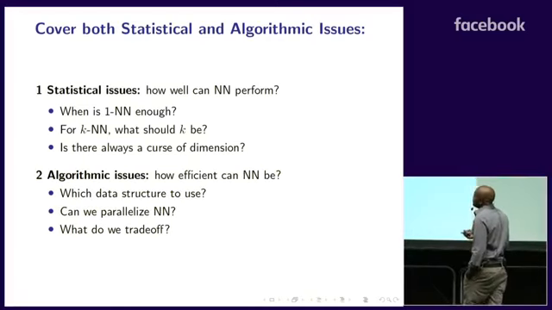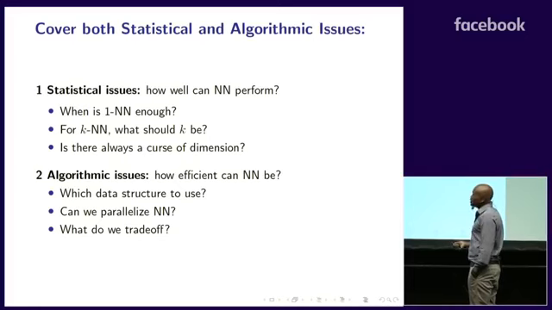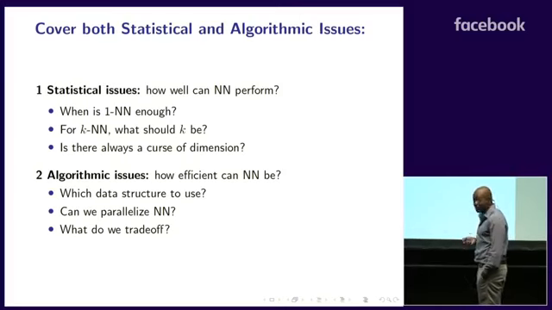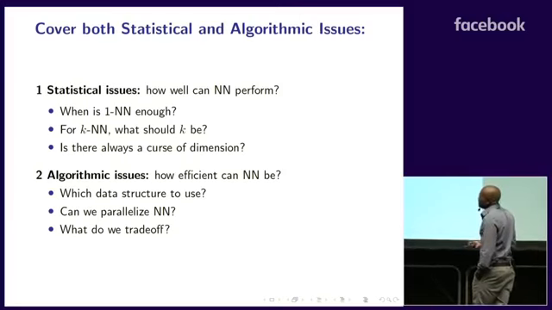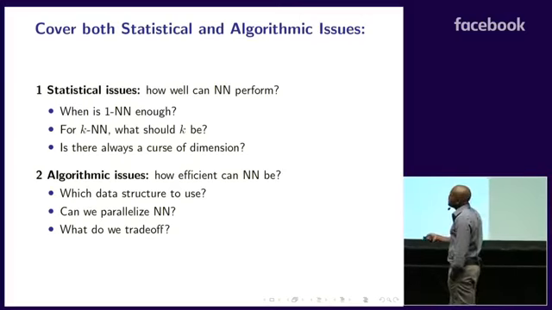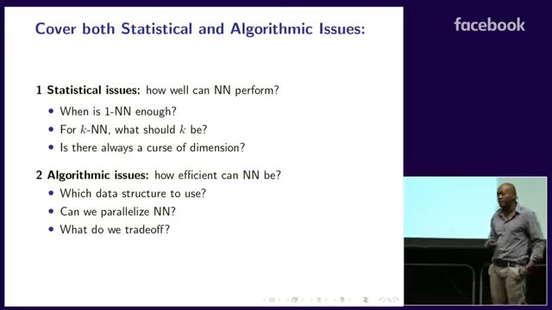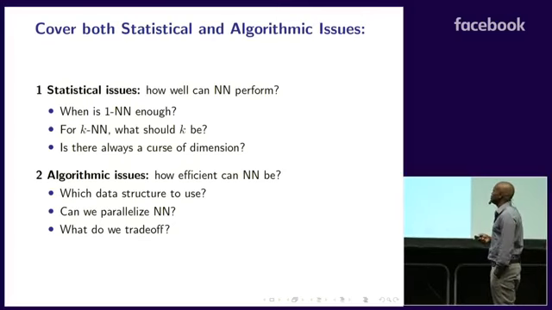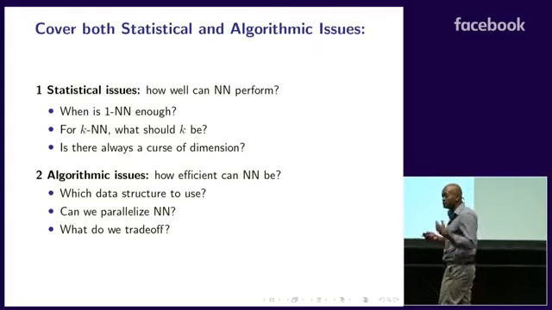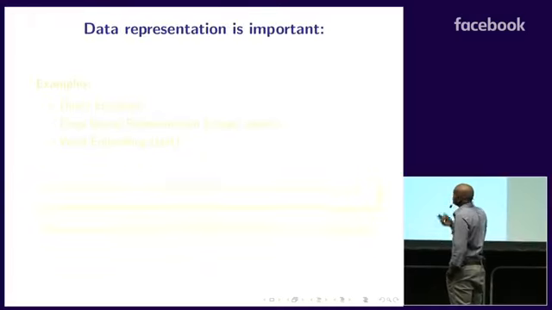The algorithmic issues are essentially how efficiently can we implement nearest neighbor? Which data structures to use? Can we parallelize nearest neighbors? They tend to be somewhat hard to parallelize. But can we parallelize nearest neighbors? And if we do all these things, what do we trade off? So those are the questions addressed by a lot of the theoretical literature on nearest neighbor. And we'll try to synthesize much of this work through various intuition.